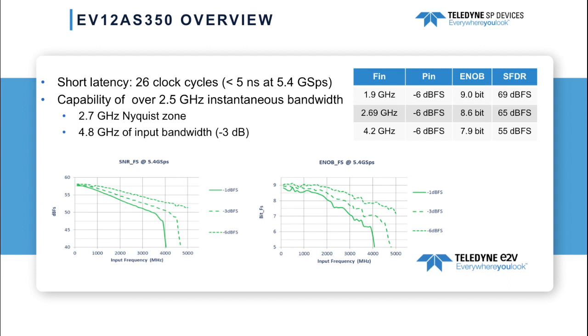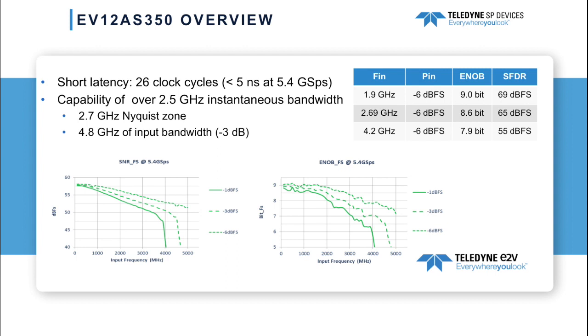On this table, you'll see 3 different frequencies, about 2 gigahertz, 2.7 gigahertz, 4.2 gigahertz, and each of them we're running in a signal that's about 6 dB below full scale. We see effective number of bits here in the table, 9 bits at 1.9 gigahertz, 8.6 at 2.7, and just under 8 at 4.2 gigahertz. On the spurious free dynamic range spec, you can see we've got 69 dB full scale at 2 gigahertz, 65 at 2.7 gigahertz, and 55 at 4.2 gigahertz.